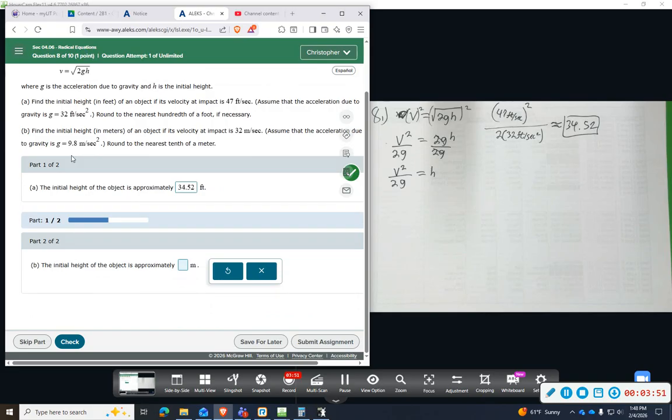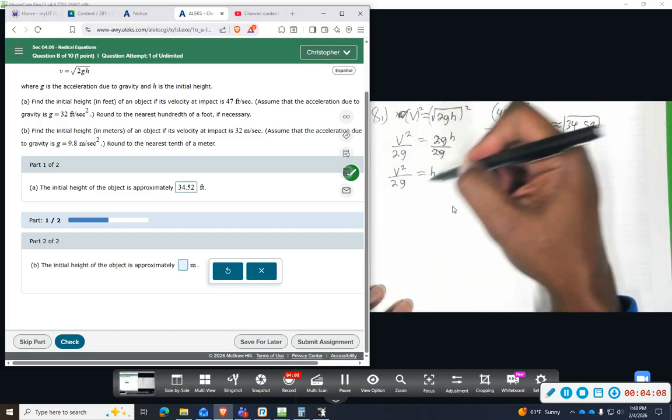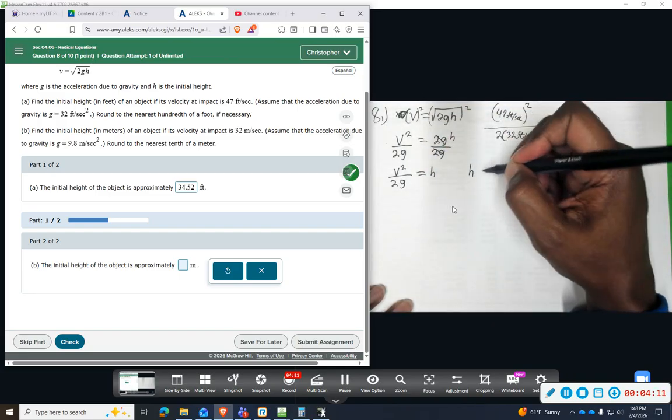All right, part 2 says find the initial height in meters of an object if the velocity is 32 meters per second. Assume acceleration due to gravity is 9.8 meters per second. So same exact thing, just different units. Okay, so we've already gone through the process and solved for H, so we're still doing the same thing.